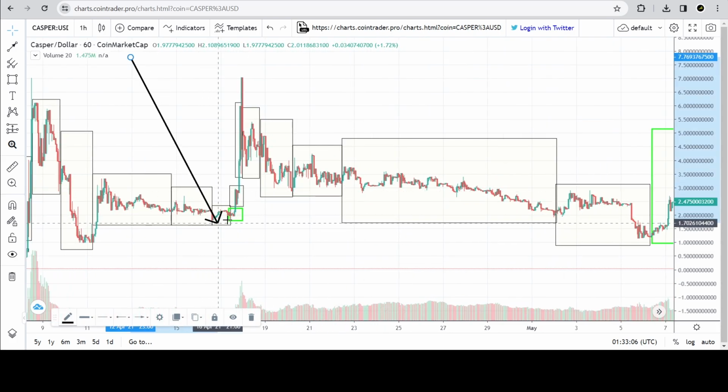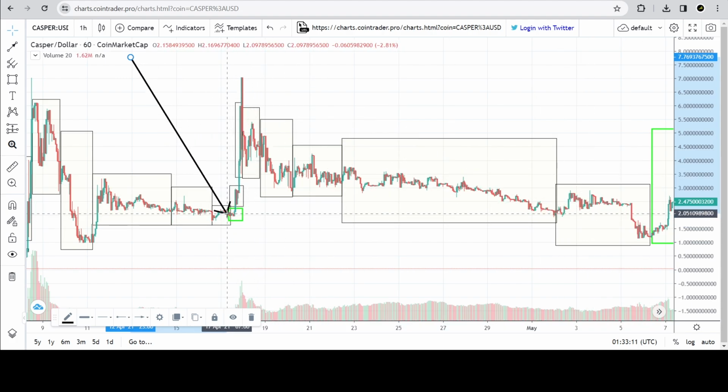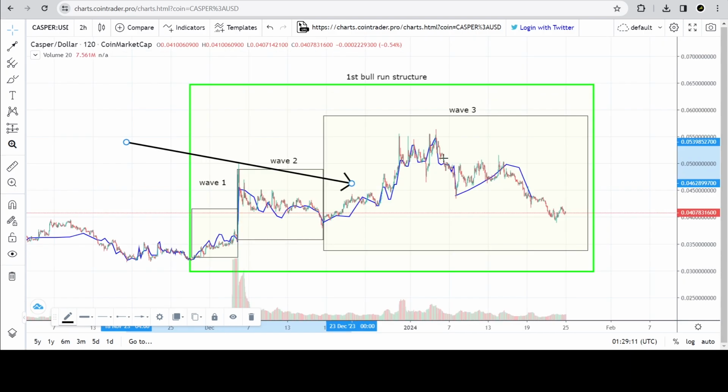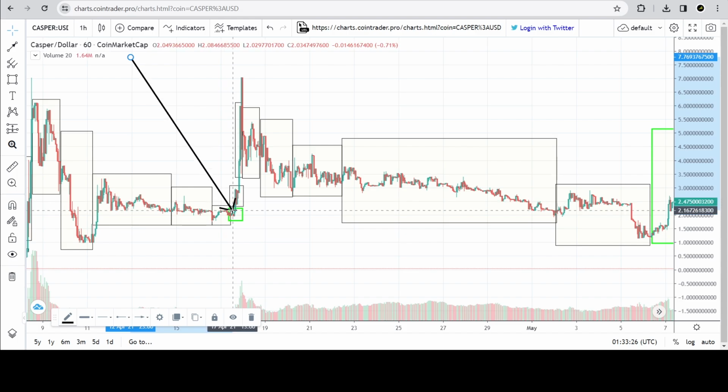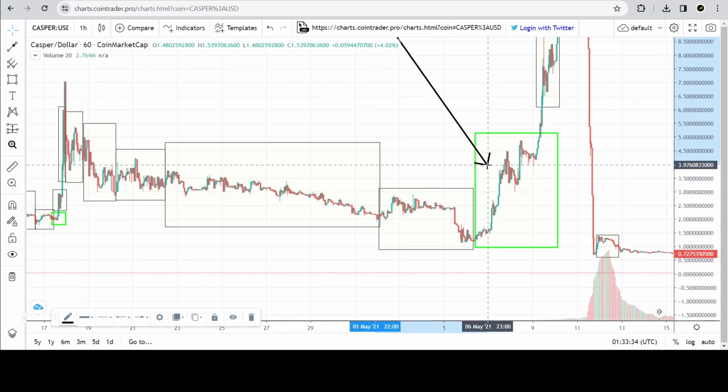After this fractal comes a bounce. We see that here, and then we see that here. After this bounce, the bull run begins. So we have essentially started the bull run on today's chart right here, the first bull run structure, which is this structure right here, or if you will, this structure right here.